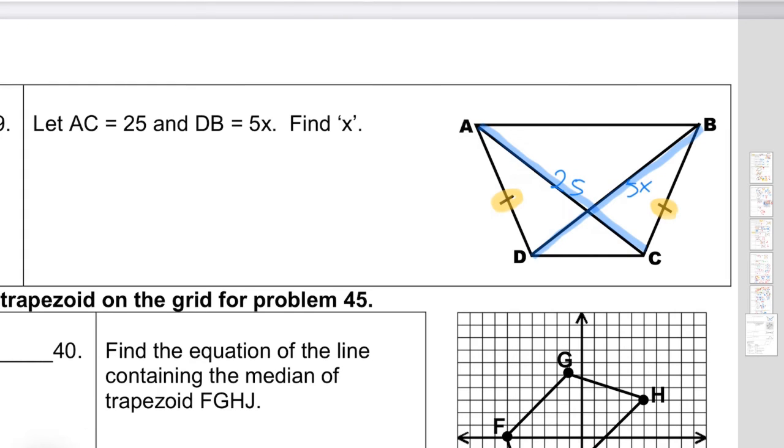Well, because we know it's an isosceles trapezoid, we know that they're going to be equal to each other. And we set them equal to each other. And to solve for x, divide both sides by 5, and we get x to be 5.